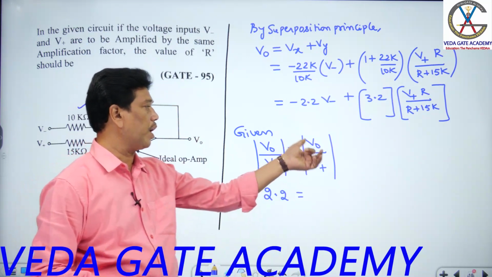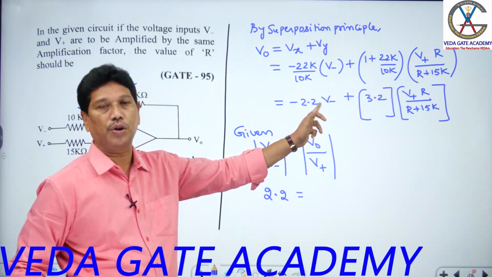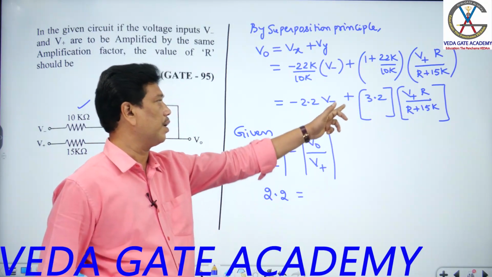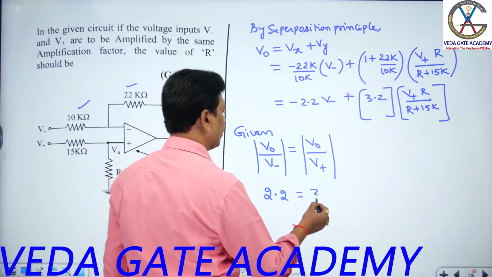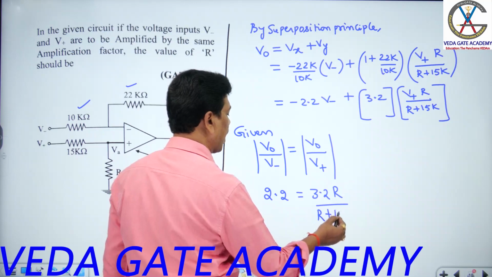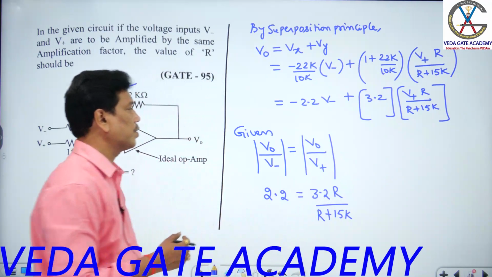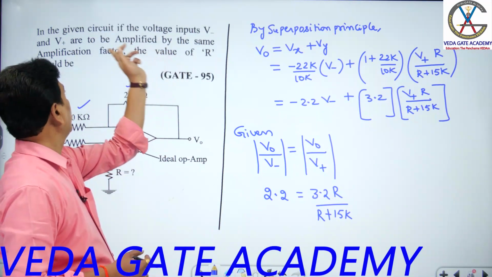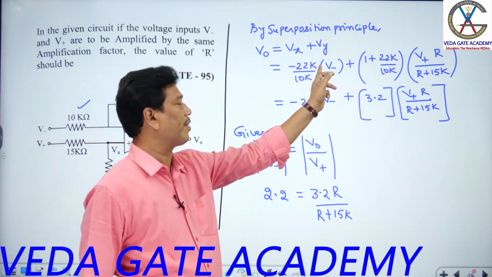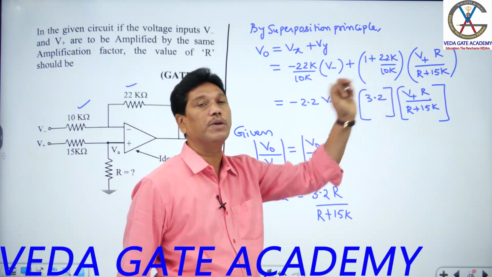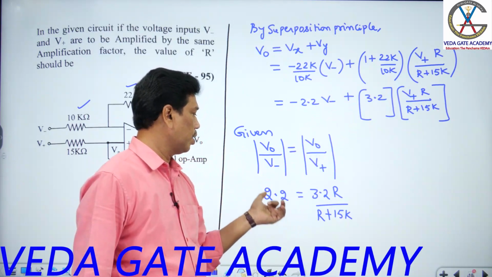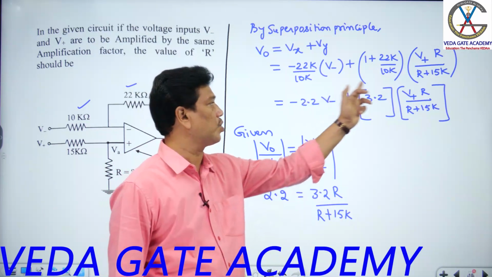If you consider the output with respect to V plus, at that time V minus is 0. So if I keep V minus 0, then V0 by V plus equals 3.2 R divided by R plus 15K. Both are to be amplified by the same amplification factor. If I consider the amplification factor by V minus, at that time V plus would be 0. If I consider it by V plus, at that time V minus is 0. Then this is the condition you may find from this relation.